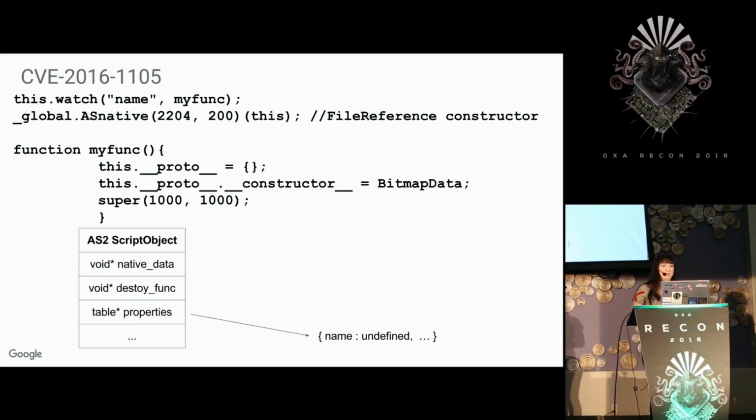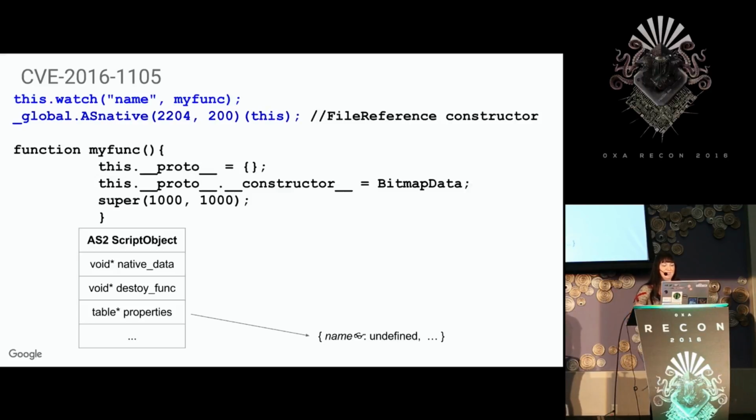Here's a bug that I found recently. I think it was fixed in the March update. And it's a bug to do with superconstructors. So the first thing you do is you create a watch on an object. And a watch is something that every time the value of this variable gets changed, it'll trigger some code that you can define. So you set this watch, and then you call the file reference constructor.